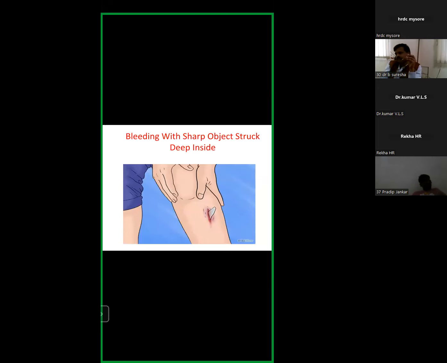One more type of injury that can be seen during a disaster is a sharp penetrating object which is stuck deep inside, and it can cause bleeding and further aggravation. So how to manage this?